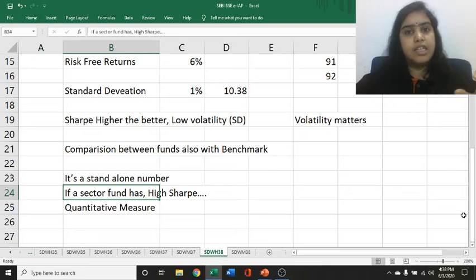So today we have seen the Sharpe ratio. The higher, the better.